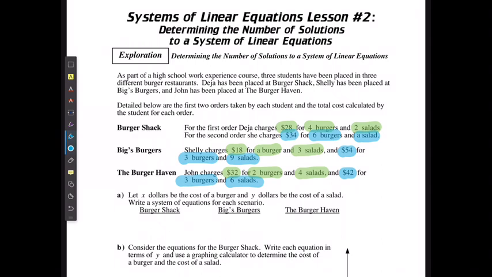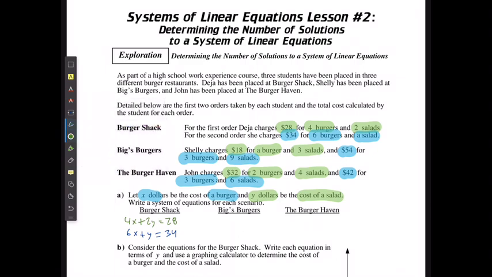If we say that x dollars is the cost of a burger, and that y dollars is the cost of a salad, then we can write 3 different systems that match the information we have here. So first, we're going to pull from the first sentence and say that for Dea's, 4x, or 4 burgers, plus 2y, or 2 salads, is going to equal $28. And that 6x plus y is equal to $34.